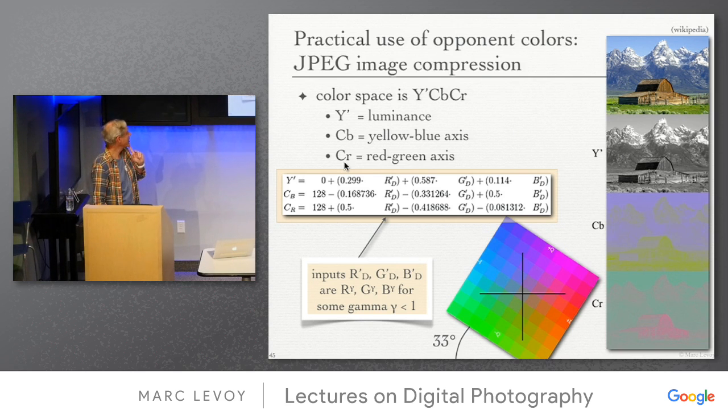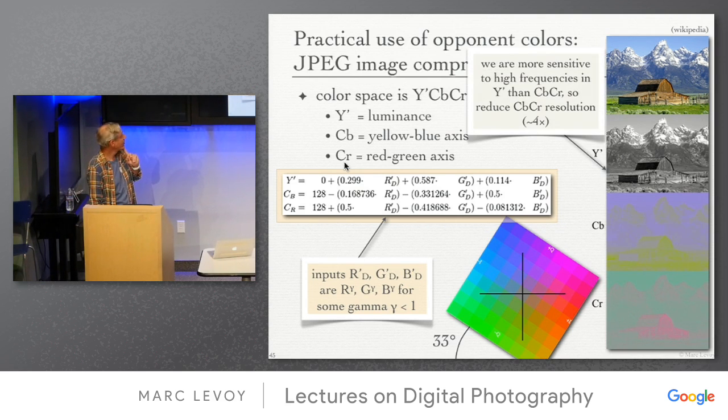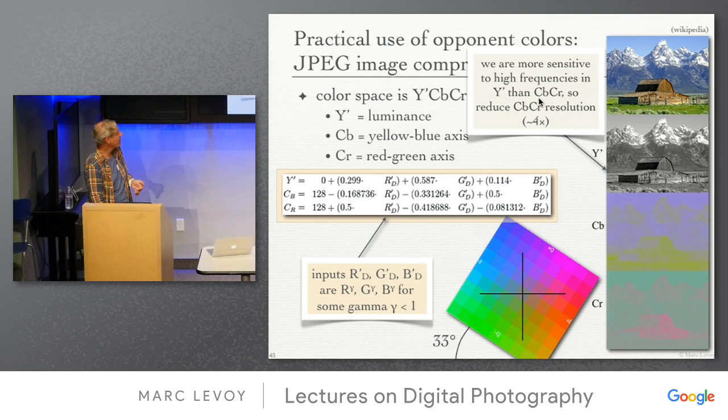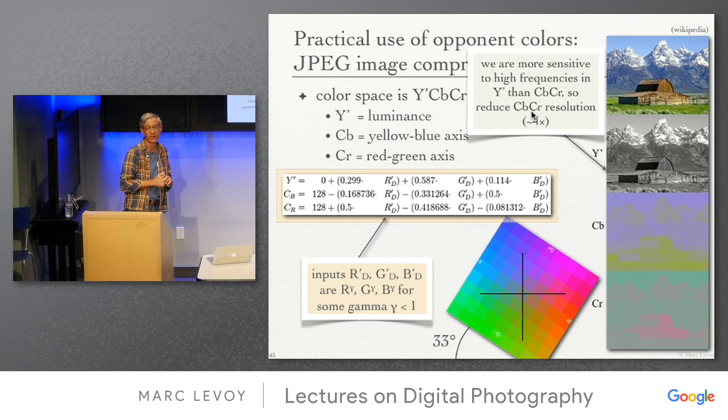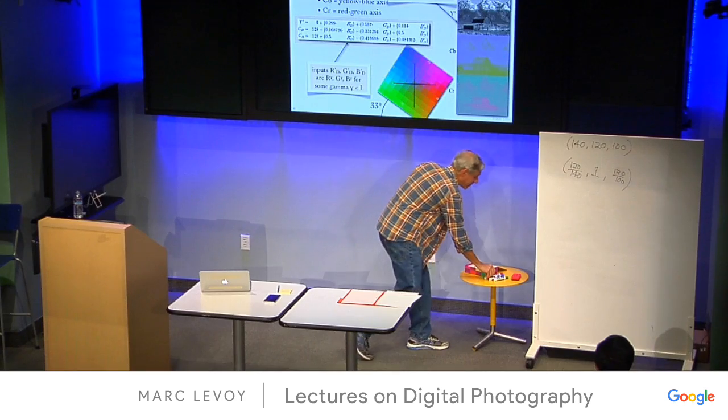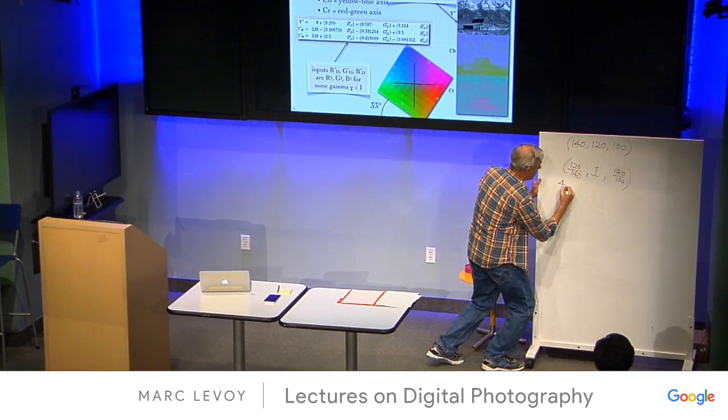There's one more step that the JPEG encoding does. It's noted that we're more sensitive to Y prime than we are to CB-CR, same as I said for television. And so what is often done is to reduce the spatial resolution of the samples of CB and CR. And so a typical one is called 420, written like this.